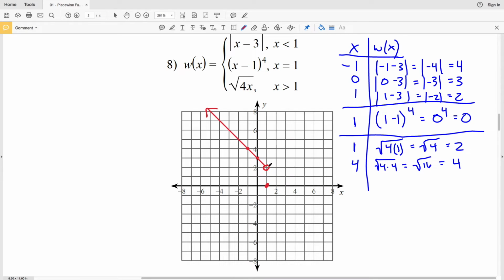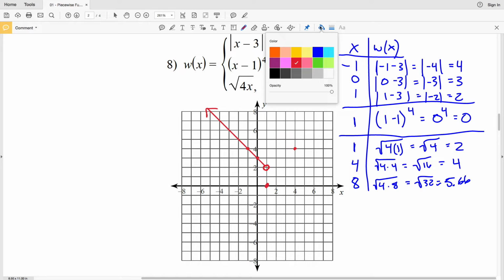So we're going to continue out of that open circle to our next point of 4, 4. And let's go ahead and enter in 8 just to see where that curve lies. So we have the square root of 4 times 8, which equals the square root of 32, and that's going to be approximately 5.66.